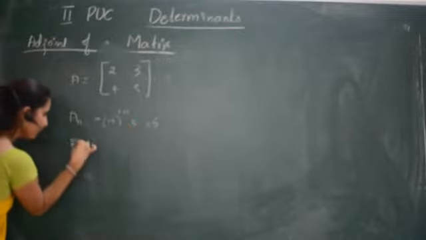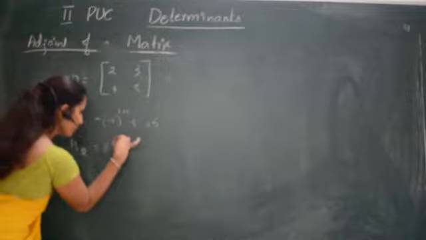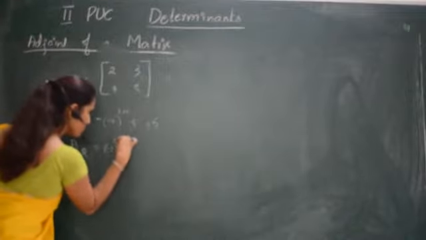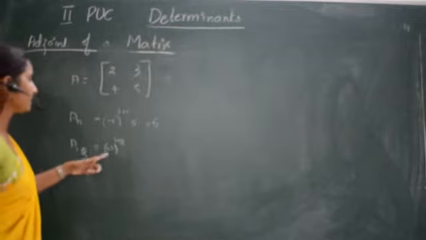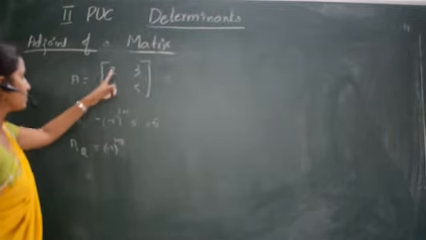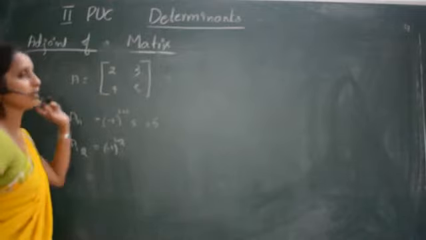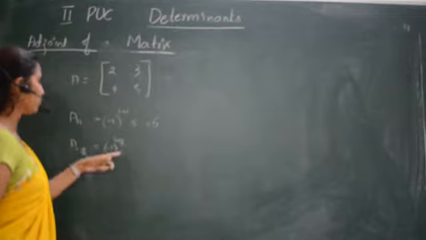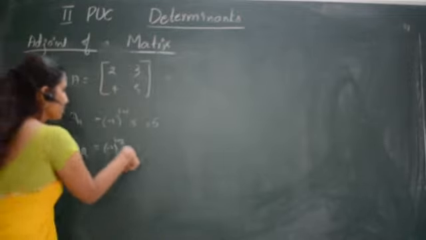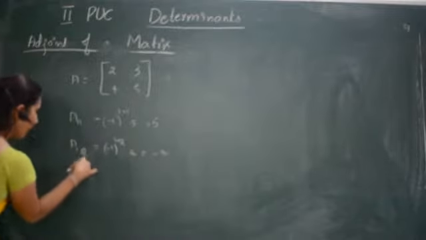Then A12 is equal to minus 1 to the power 1 plus 2 into, otherwise there is no need to write minus 1 to the power every time. We know that the signs go plus, minus, then minus and plus. So likewise we can make out. Minus 1 to the power 1 plus 2, by deleting this we get 4. So this is minus 4.